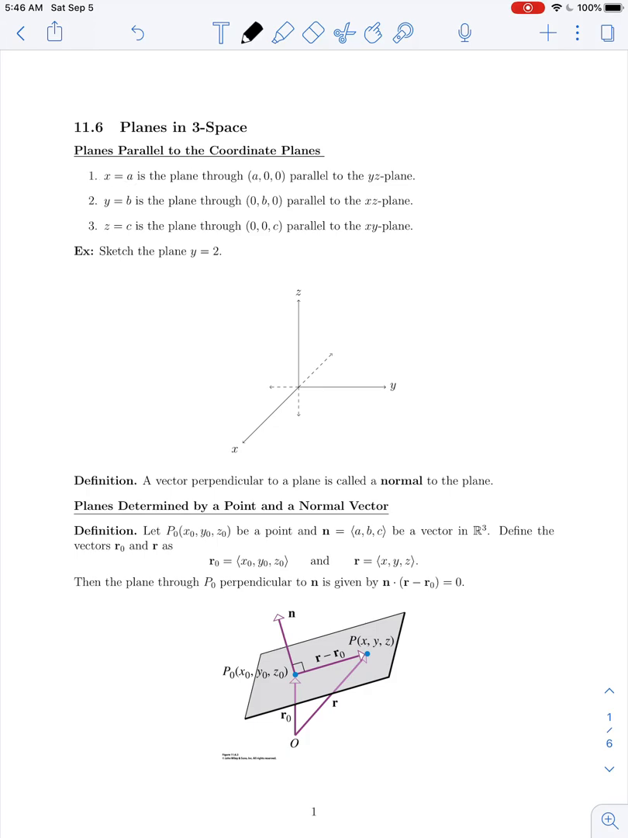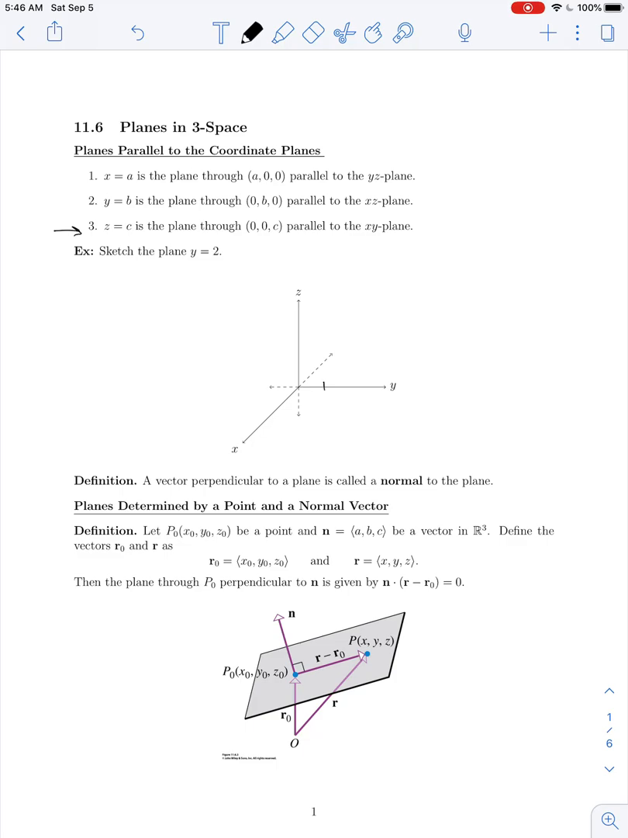Similarly, we have the equation y equals b, which goes through the point (0, b, 0) and is parallel to the xz plane, and similarly, of course, for z equals c. Let's look at an example of sketching one of these planes parallel to the coordinate plane. We have the plane y equals 2.